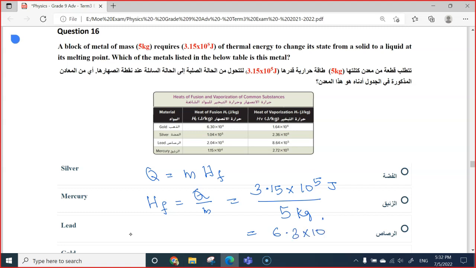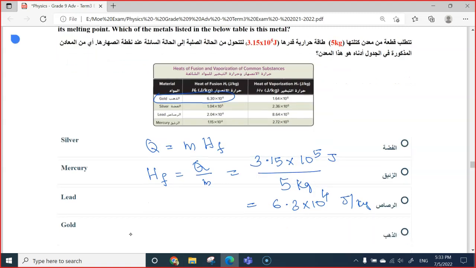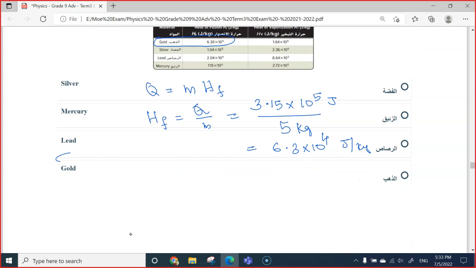6.3 times 10 to the power 4 joule per kilogram is the heat of fusion of this metal. So we will check what the metal will be. Will it be gold, silver, lead or mercury? You can see here the heat of fusion of gold is 6.3 times 10 to the power 4. So this metal must be gold.